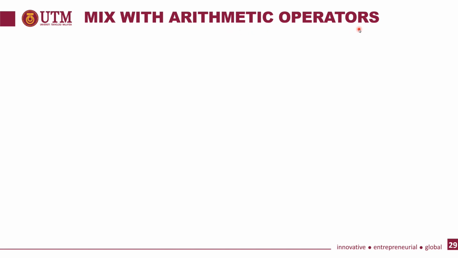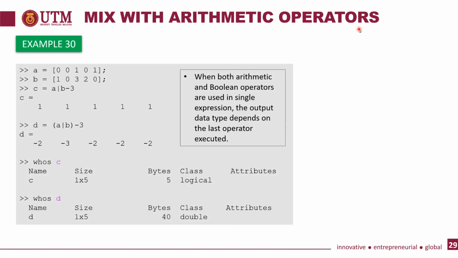Alright, so this time we mix with the arithmetic operator. How do we mix it with the arithmetic operator? This is example number 30. You see here we have two different variables, a and b, that we initialize as matrices. And then c equals a or b minus 3. So which operator do we need to execute first?